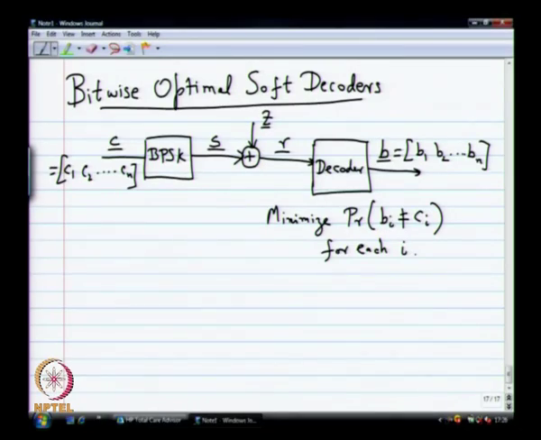So how do we do this? Actually, the way to do it is not very hard. You know how to minimize any probability of error. You can go through the expression, you have to condition on the R and go through everything. You will get a condition, and the condition you will get is what is known as the bitwise MAP condition.